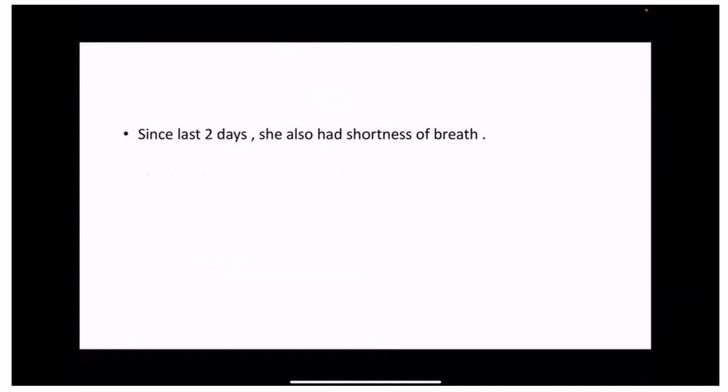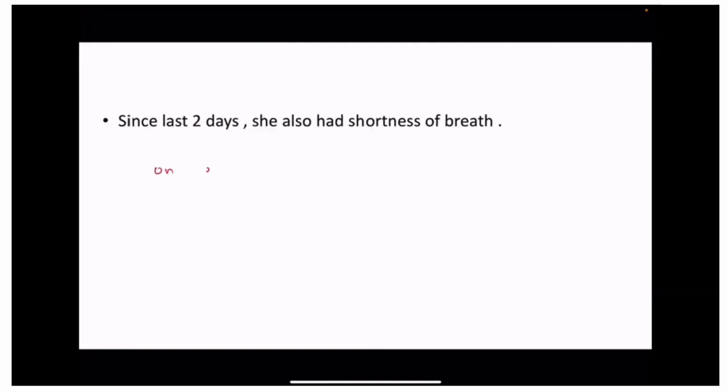With this history, on evaluation, we found that the patient's bilateral lower limb reflexes were absent, and the power of her lower limbs was 0. Also, on further evaluation of the cranial nerves, it was found that she had bilateral LMN type of facial palsy.